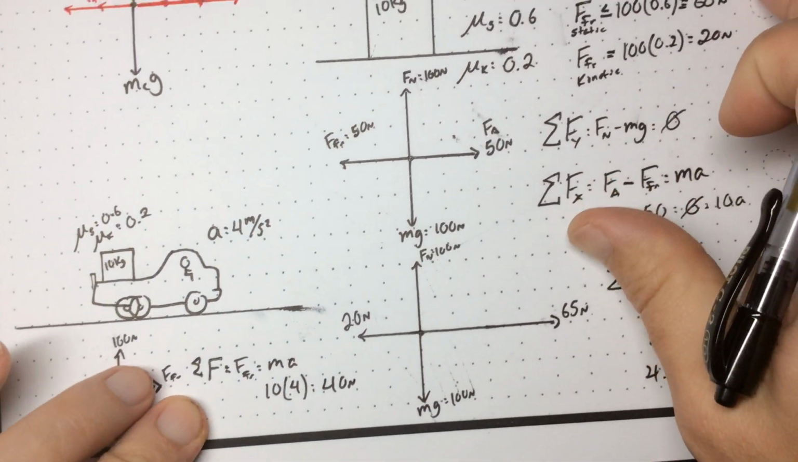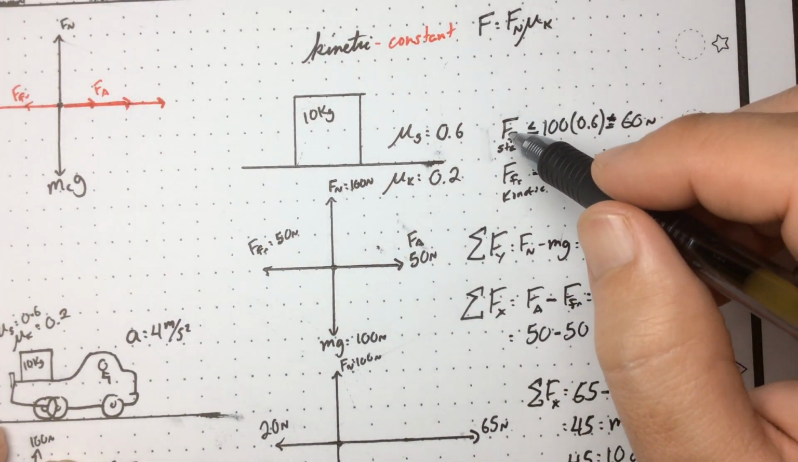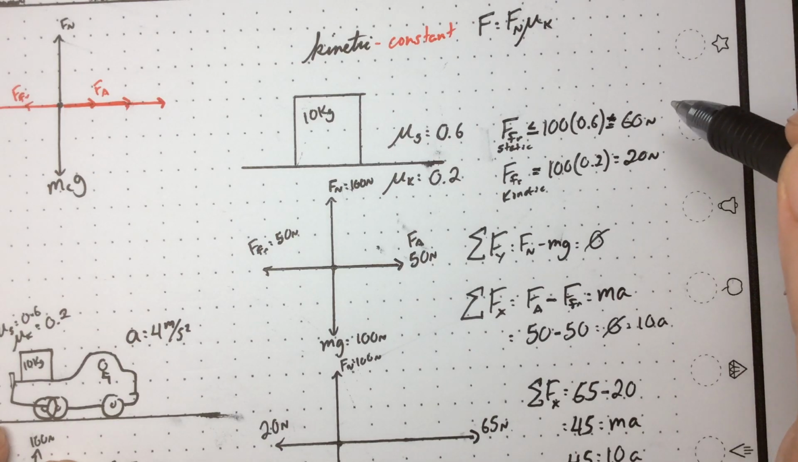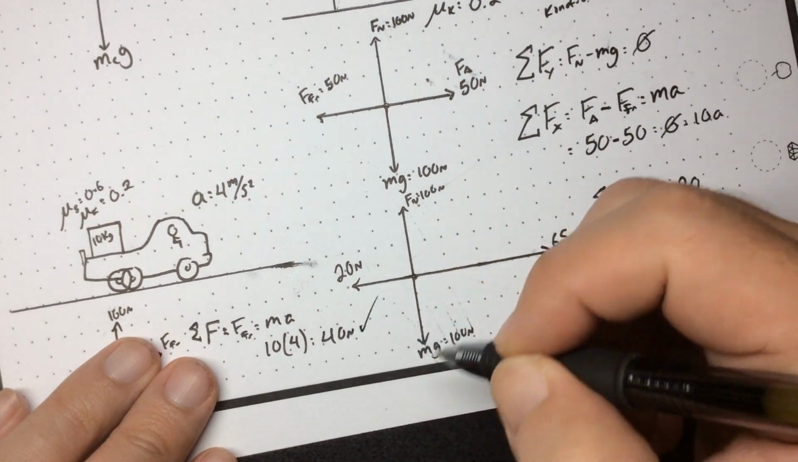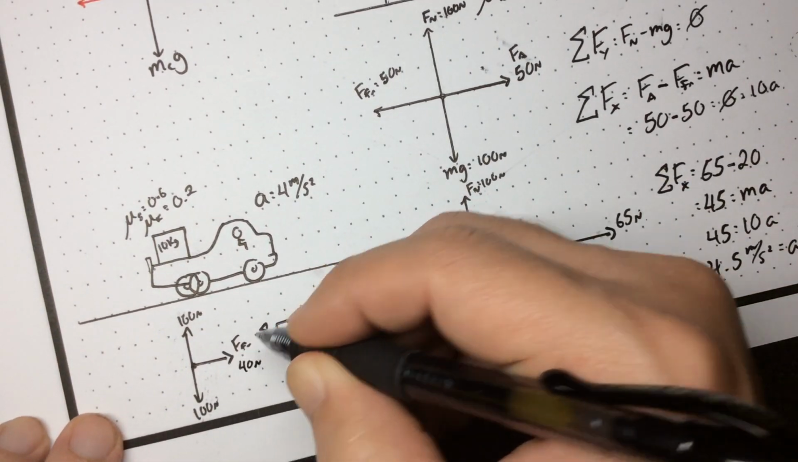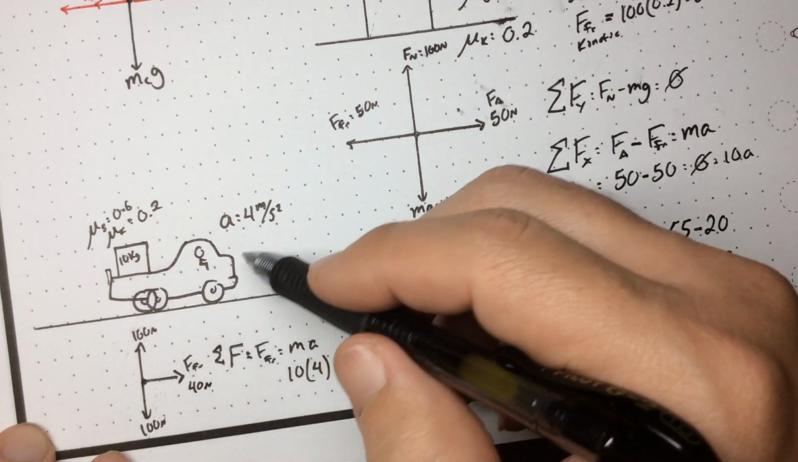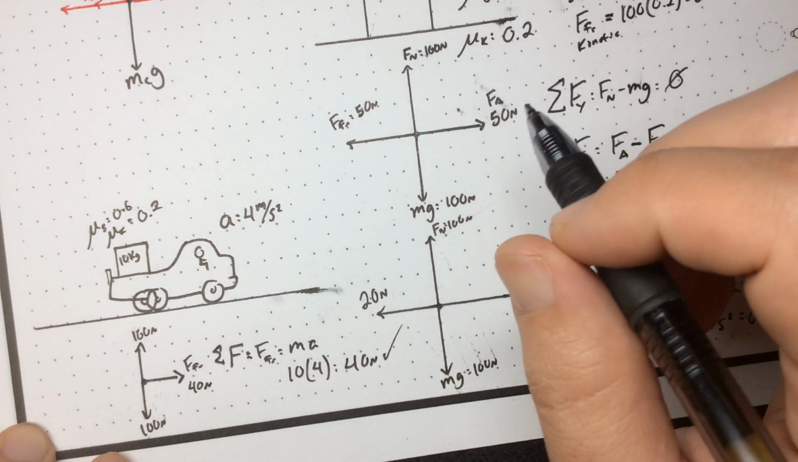And so we're going to walk back over to our calculations with the same numbers, and we saw that static friction can be up to 60 newtons. Right now the requirement for friction is 40 newtons, so on this free body diagram you only need 40 newtons to accelerate this crate at 4 meters per second squared, and static friction can handle that just fine.